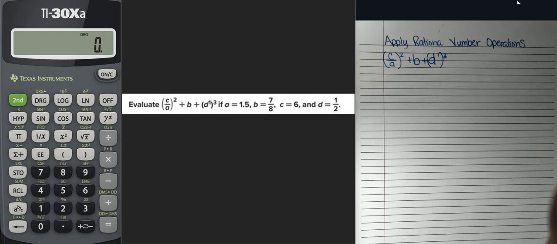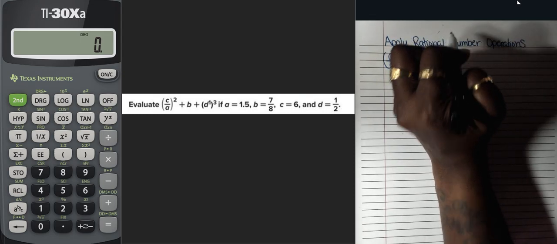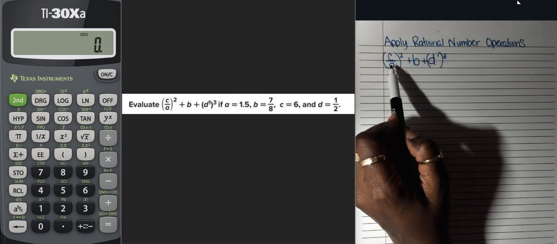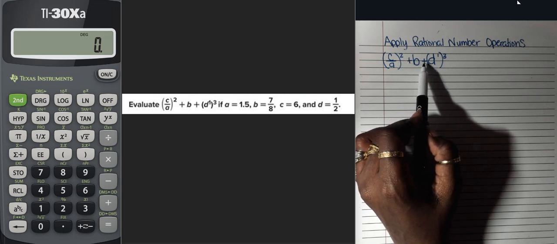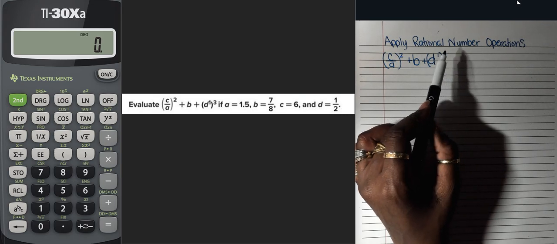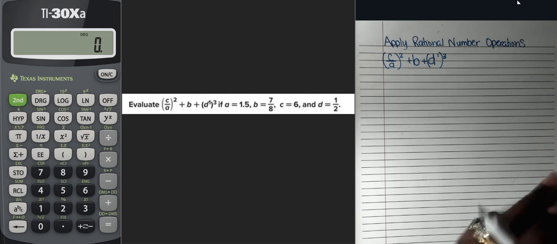All right, so we're working on another problem where we are going to apply rational number operations to our expression to evaluate and see what we get when we replace our variables with the given values. So we have C over A, and we're going to square that, plus B plus D to the first power, and that is going to be raised to the third power, and then they give us the given values for A, B, C, and D.